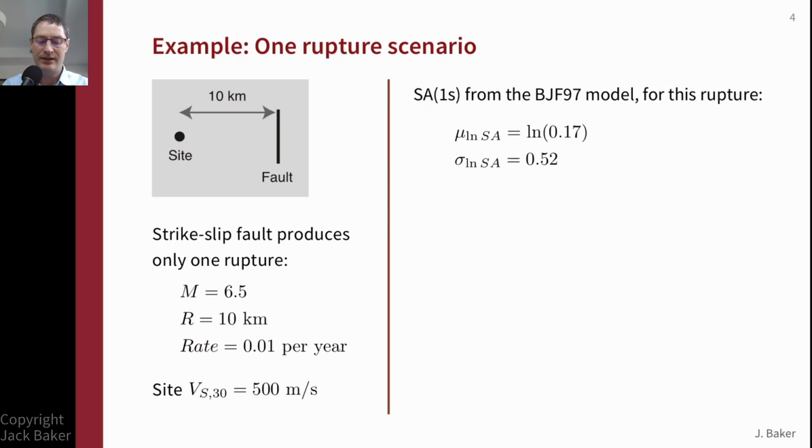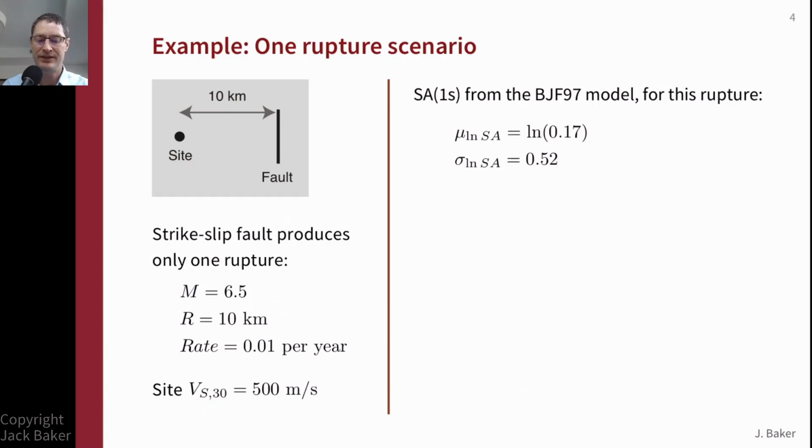The site is 10 kilometers away from the fault. This is kind of illustrated over here on the left-hand side. So we've got a distance of 10 kilometers. We've got a magnitude of 6.5 for that one rupture. And we'll say the rate is 0.01 per year. So we've got an average return period of 100 years for these ruptures. Okay? So that's the M and the R are going to give us our rupture conditions. And then we also need a site condition. We'll specify the VS30 as 500 meters per second.